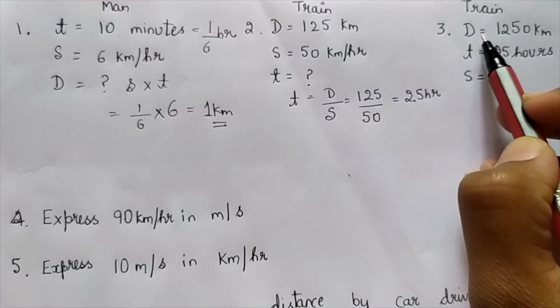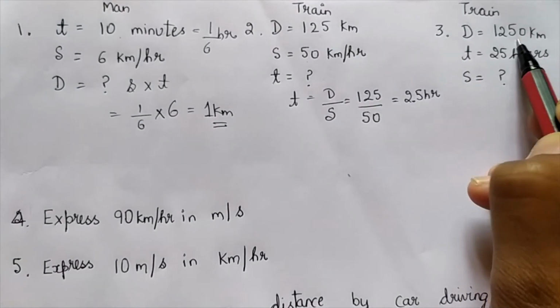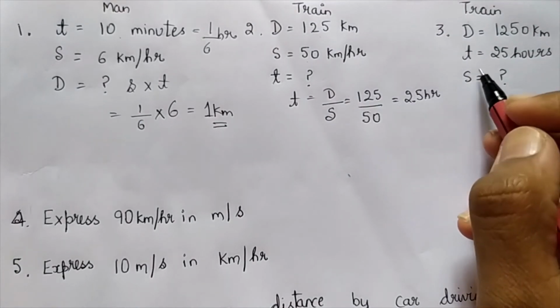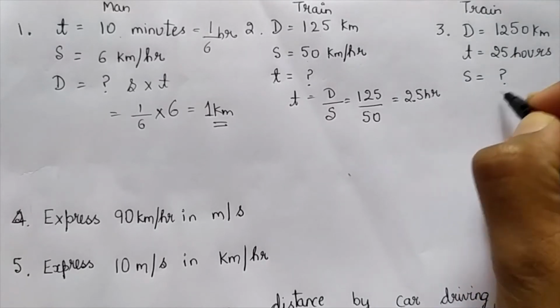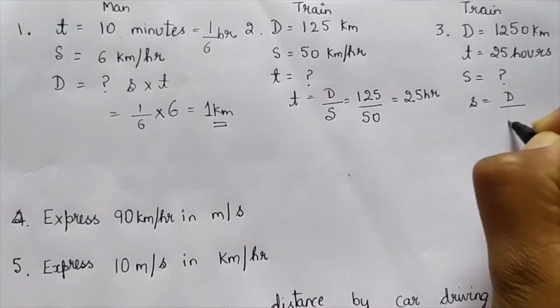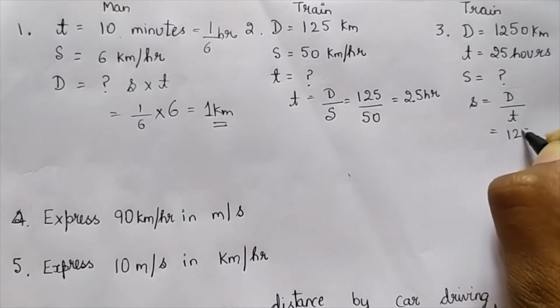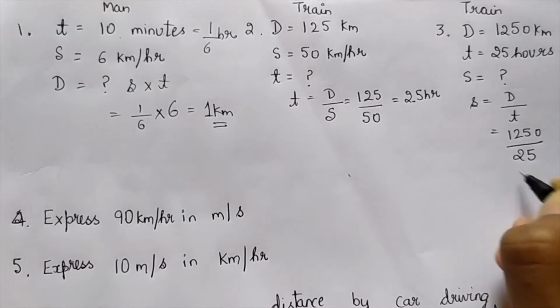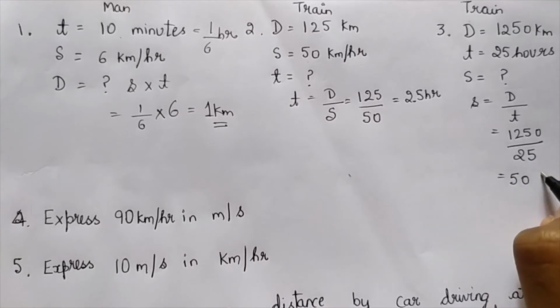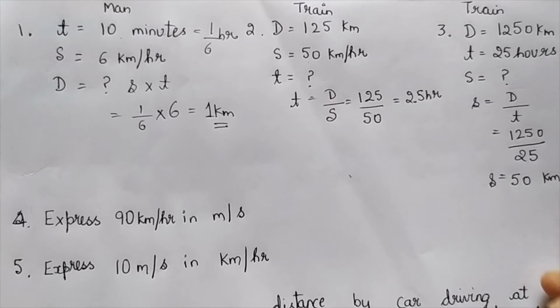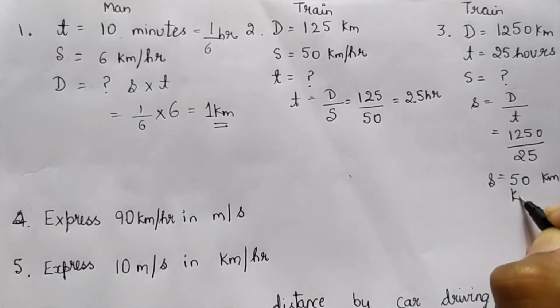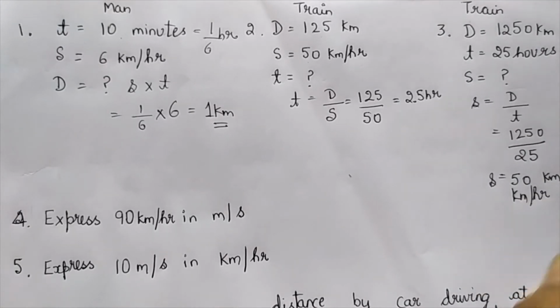And another train covers a distance of 1250 km. The time taken by it is more than 1 day, 25 hours. I just want to find the speed. Speed equal to distance by time equal to 1250 by 25. This gives me 50 km per hour. This is the speed with which the train travels, 50 km per hour.